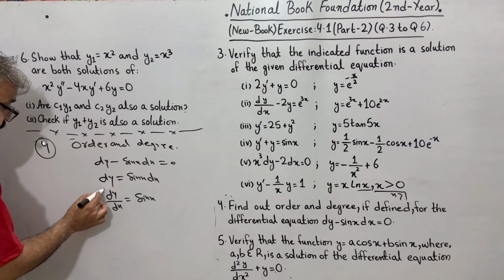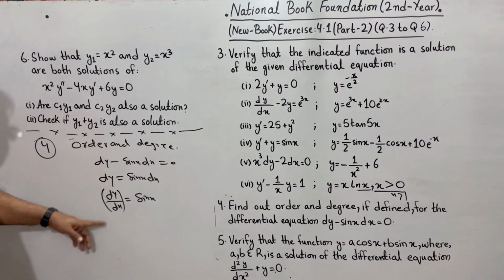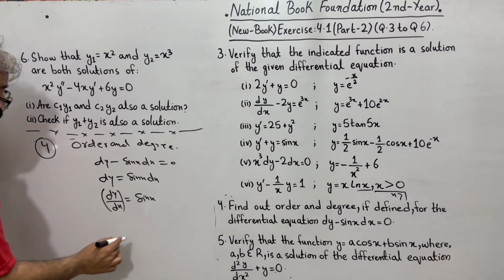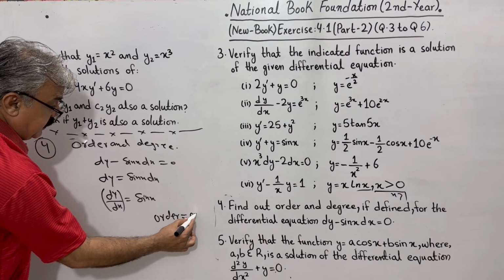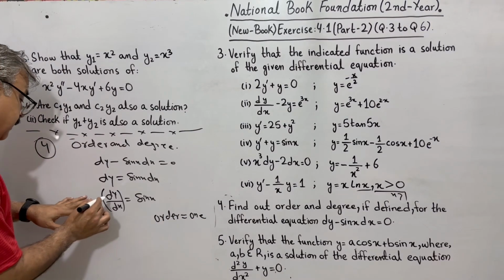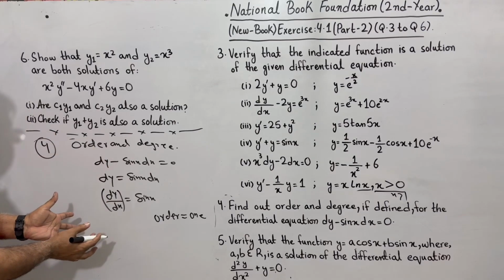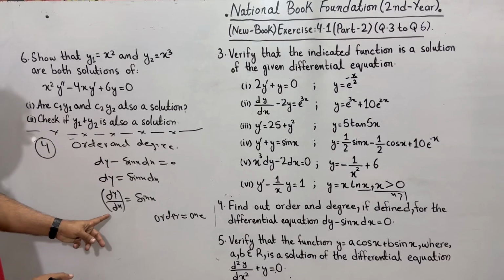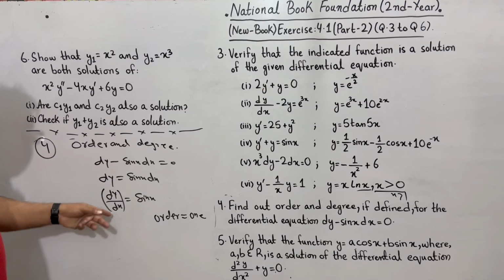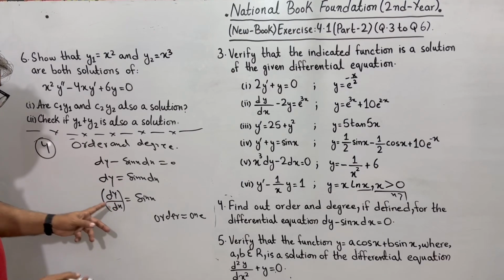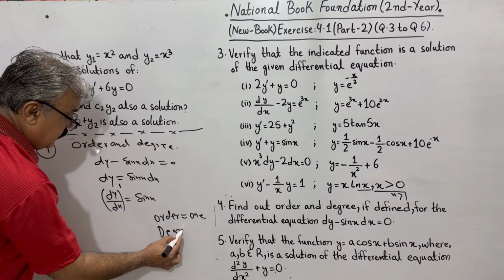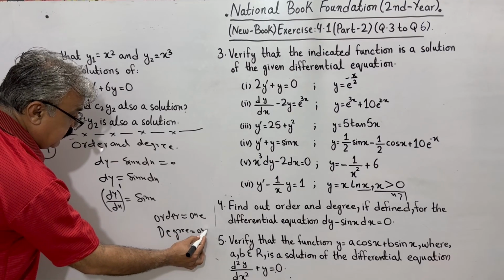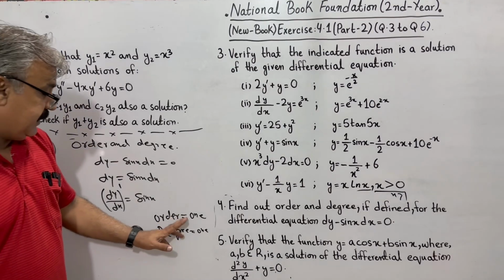Its order is, how many times it has been differentiated? Only 1. So order is 1 because first derivative is present. Order is 1. What about degree? Overall power of that highest order derivative. For order 1, it has been differentiated 1 time, having overall power 1. Its degree is also 1. We have been asked for the order and degree.